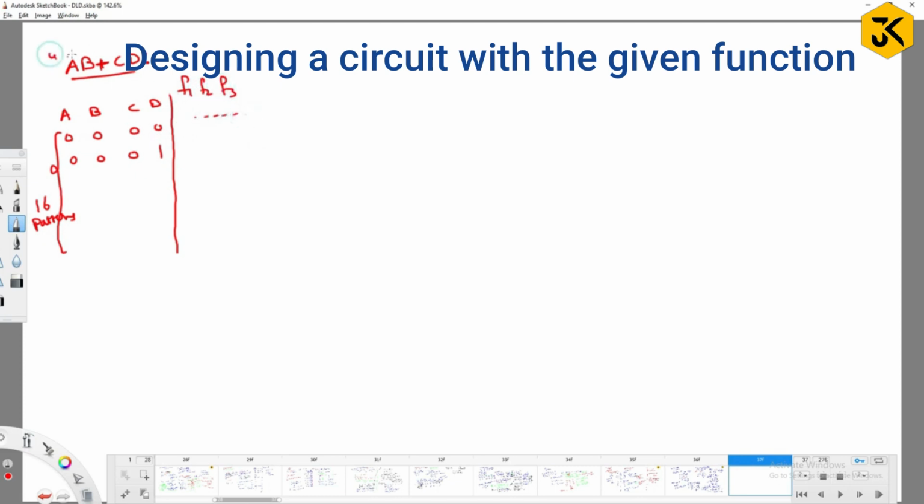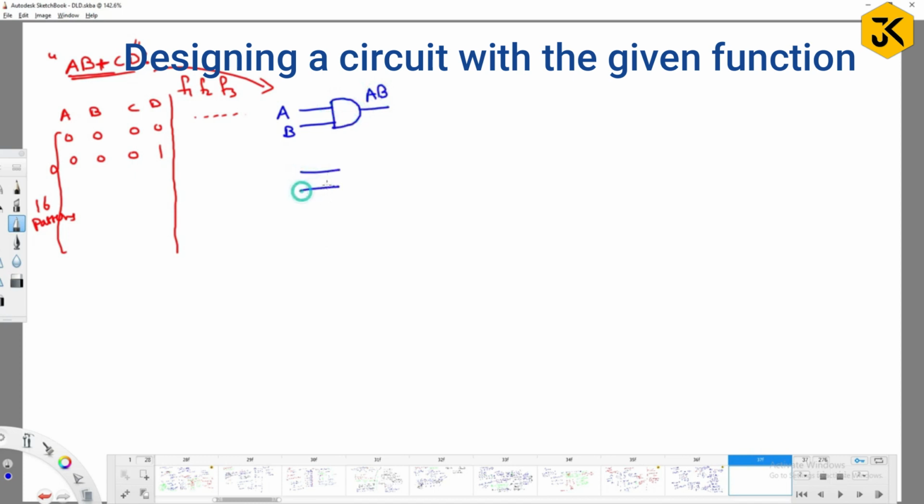Among those, one function I am assuming is AB plus CD. Assume that AB plus CD is my outcome. How are we going to design it with the help of these basic gates? How are we going to get AB? AB means AND gate. So if you give A as input and B as input, you are going to get AB as output.